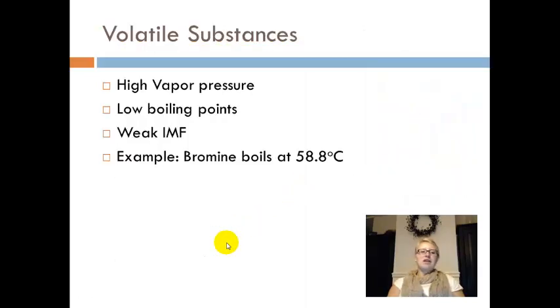Volatile substances have high vapor pressures, meaning that they boil at low temperatures and they have weak intermolecular forces. So things like nail polish remover are very volatile. They have low boiling point. That's why you smell them more. An example also would be bromine. Bromine boils at 58.8 degrees Celsius, which is really not that warm.